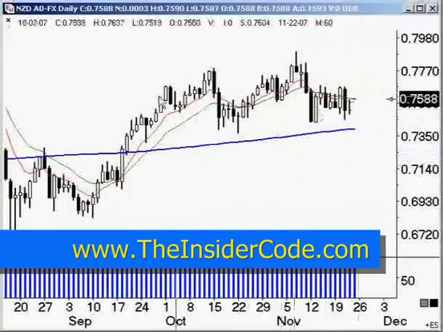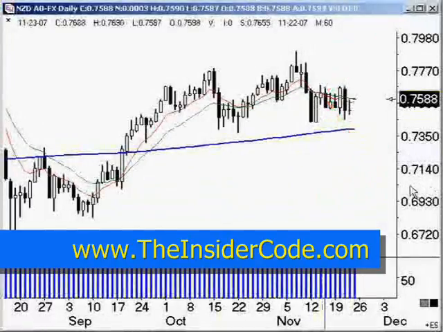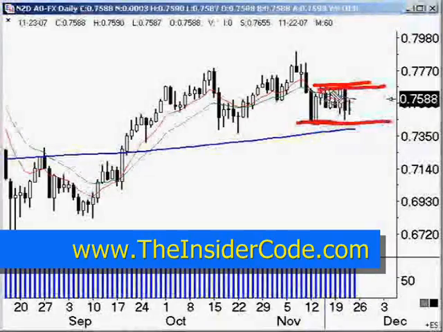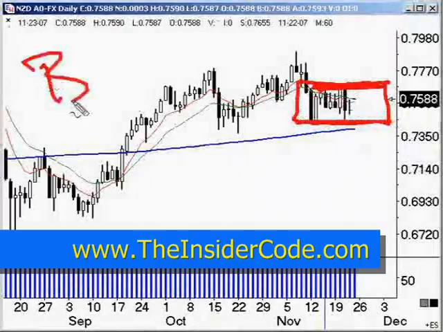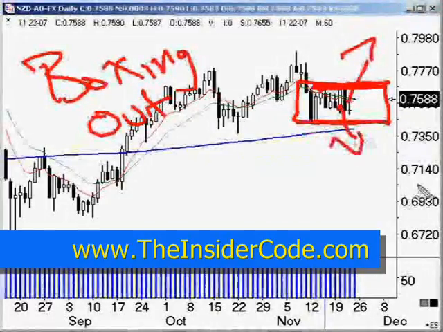Here's the New Zealand dollar. Look at this. Starting to weave, isn't it? So we should be expecting a big move one way or the other. Okay, up or down. So if we're preparing for that, we have a hand right there, and we have a hand right there, which also happened to be the box. Okay, this is called boxing the market. I call this boxing out. And that's where we would look to trade.